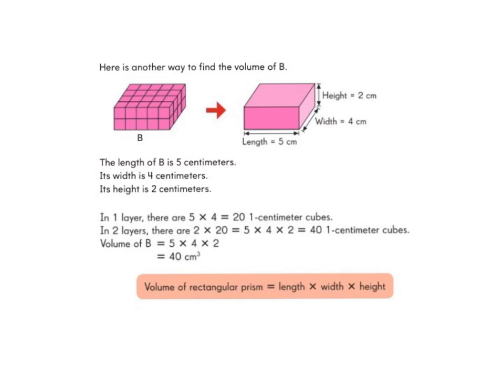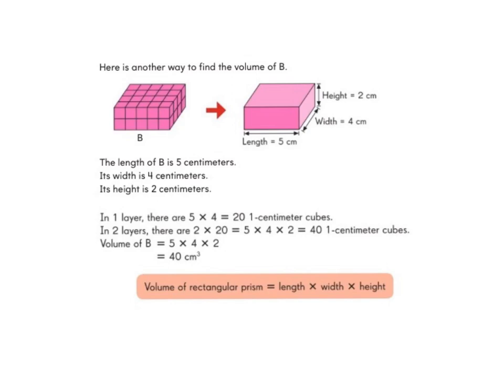So if we go back to looking at the volume of one layer, we know that there were 5 cubes across and 4 cubes back, or 5 times 4, which would equal 20 of those cubes for one layer. And we knew that we had 2 layers, so we were taking 2 times the 20 from the first layer, which is the same thing as doing 5 times 4 times 2, and that gets us our 40 centimeter cubes.